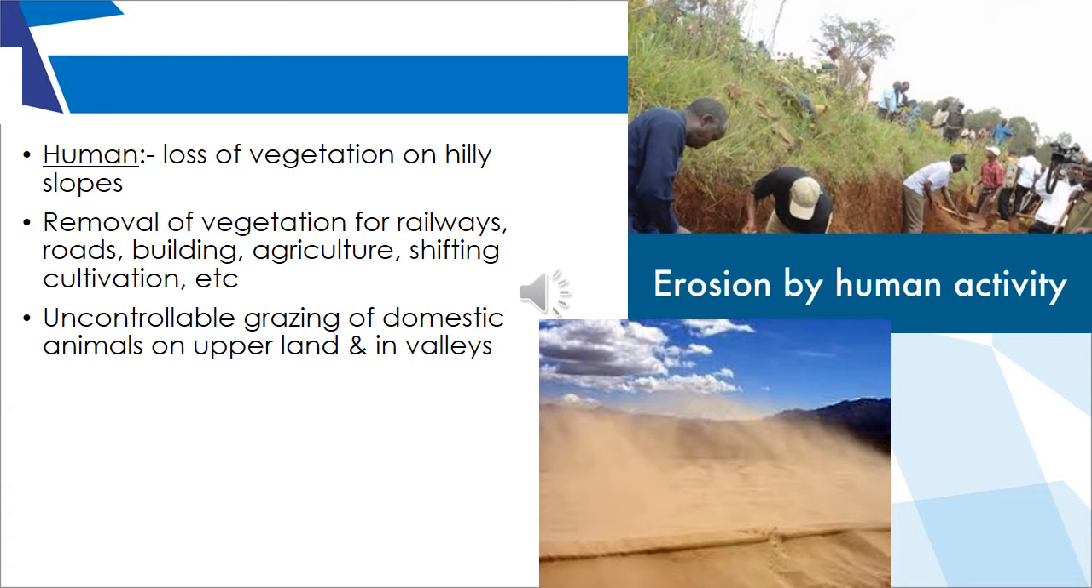Alright, the next one is grazing of domestic animals. If the animals keep on grazing continuously on the same patch of land, again the same thing happens. The soil becomes loose and it becomes more prone to erosion.